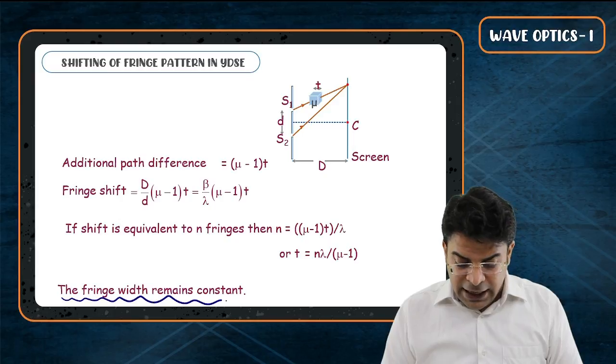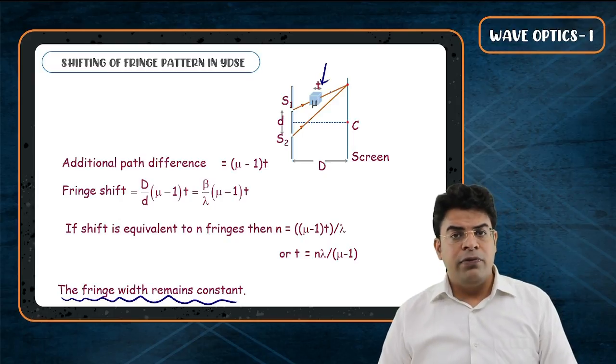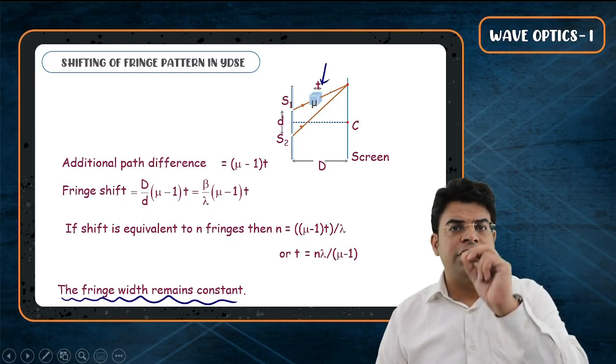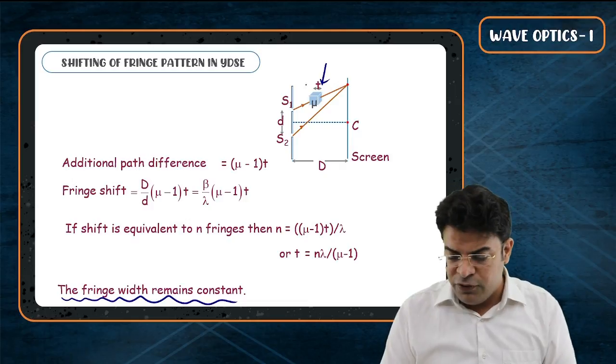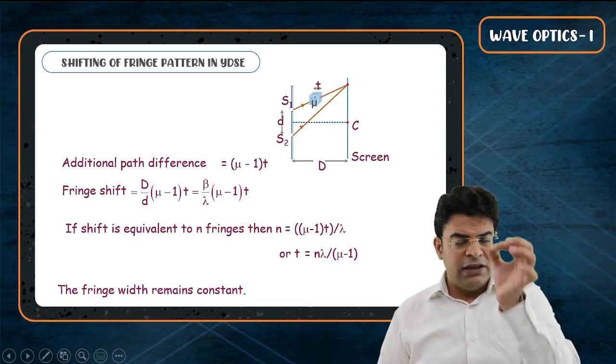Here remember that on placing a slab, the position of central bright shifts up or down depending on in front of which slit you have placed the slab.